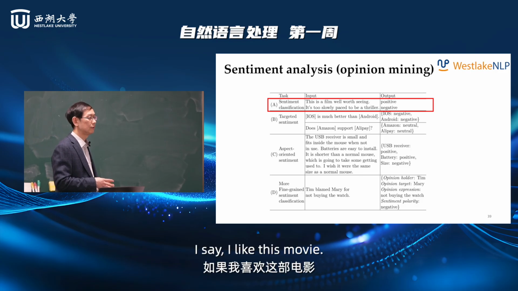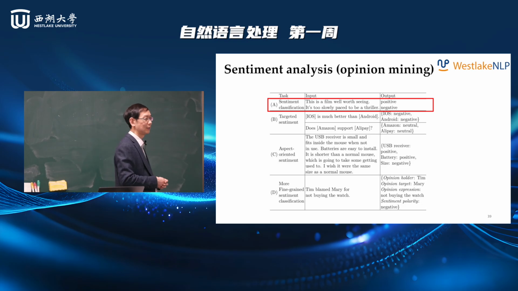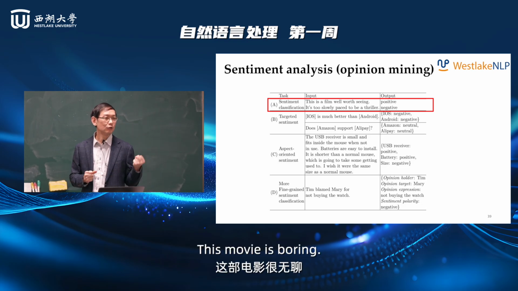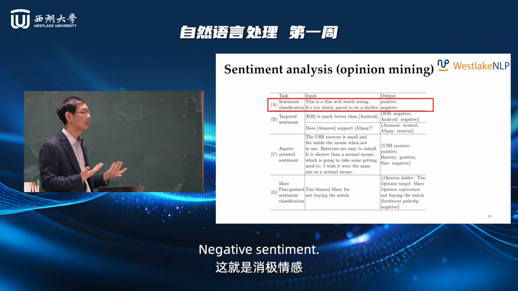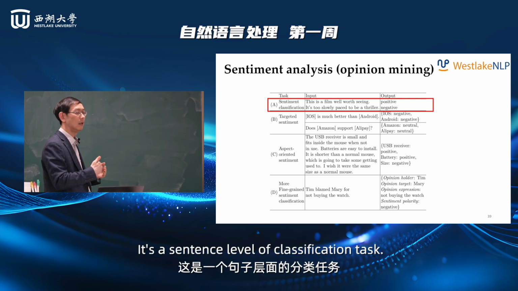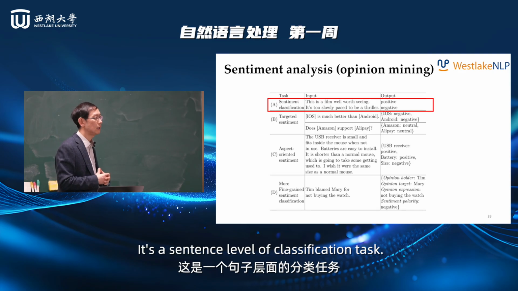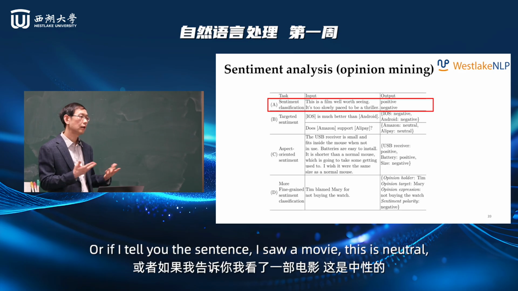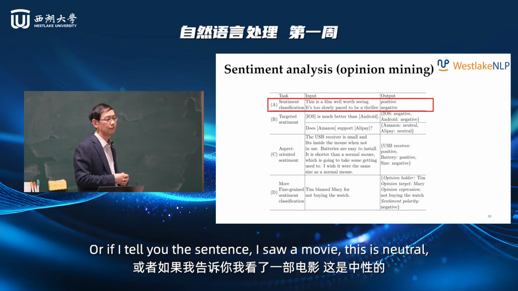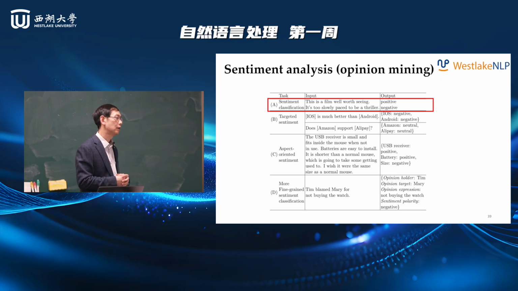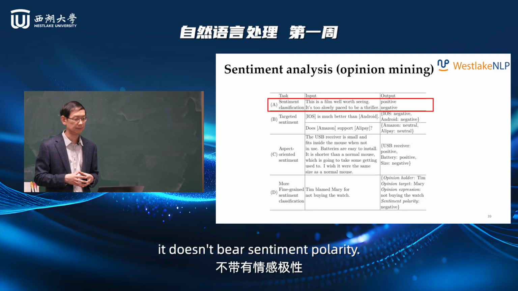So I say, "I like this movie." Positive sentiment. "This movie is boring." Negative sentiment. So it's a sentence-level classification task. Or if I tell you the sentence, "I saw a movie," then this is neutral, right? It doesn't bear sentiment polarity.